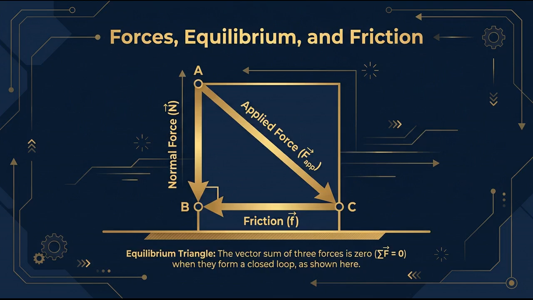Next, let's consider friction. When an object is on the point of moving, it is in limiting equilibrium. Here, the frictional force equals the coefficient of friction, mu, multiplied by the normal reaction. If you are analyzing a rough surface, you might also encounter the angle of friction. The tangent of this angle is equal to the coefficient of friction.